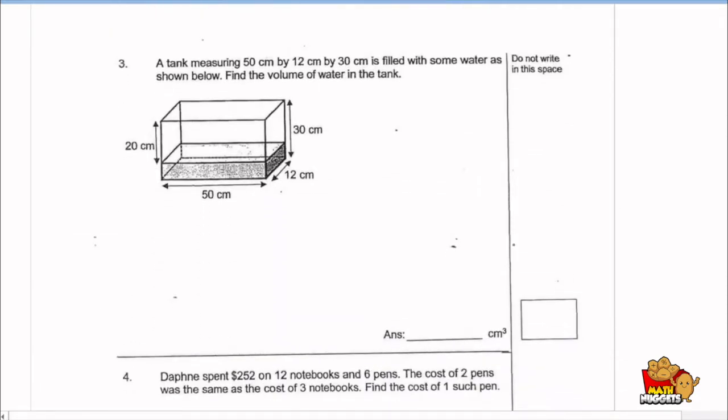Question 3, find the volume of water in the tank. So we need to find the height of the water. The height of the tank is 30. The space up there is 20. So the height of the water is 10. So volume of water is equal to length times breadth times the height. So 50 times 12 times 10 is 6,000.